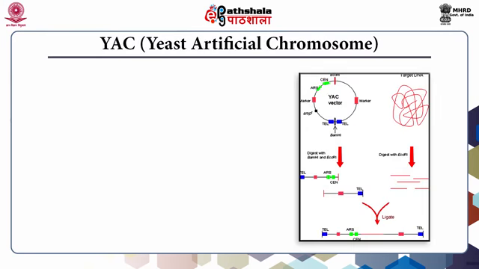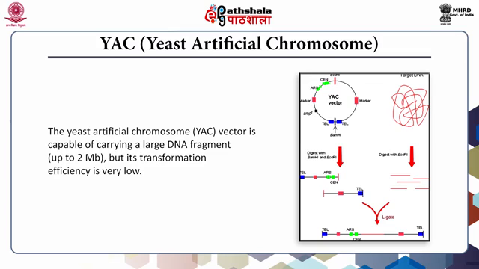Yeast artificial chromosome. The YAC vector is capable of carrying a large DNA fragment up to 2 MB, but its transformation efficiency is very low.